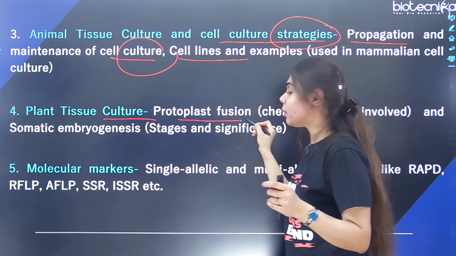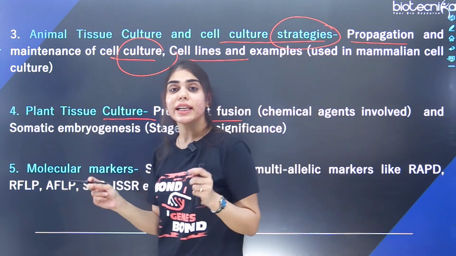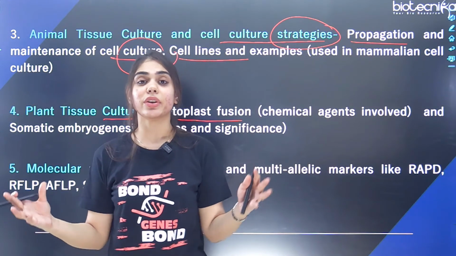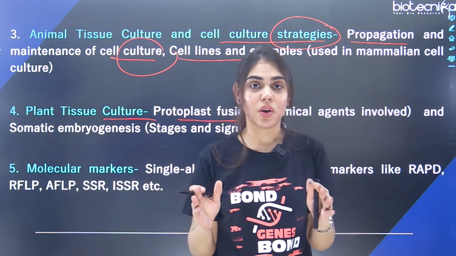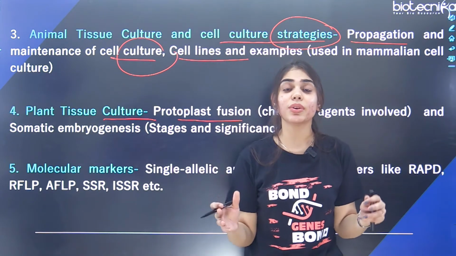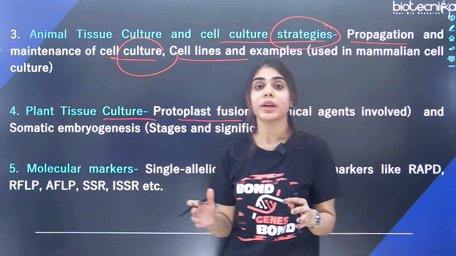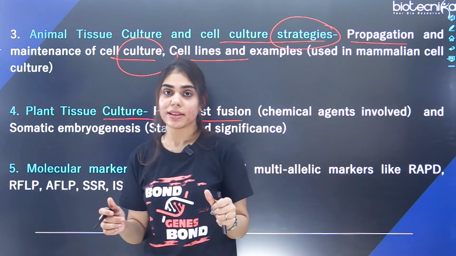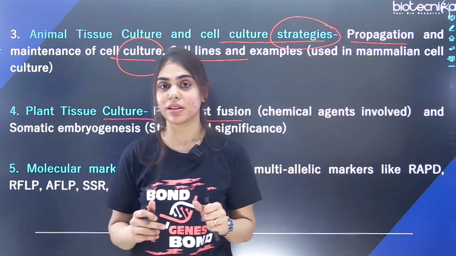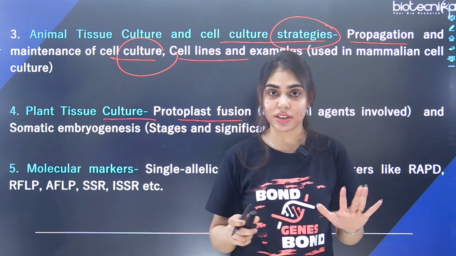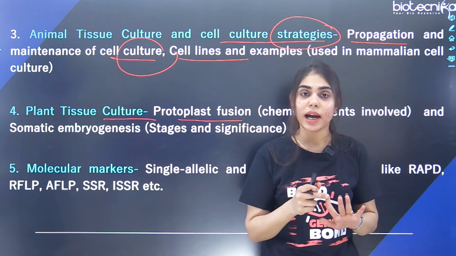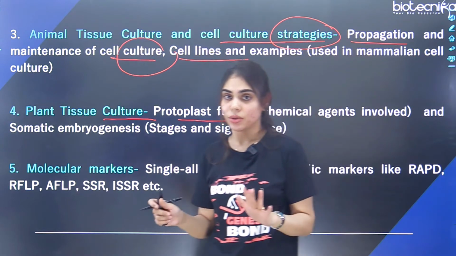Here you have to learn about protoplast fusion. What are the chemical agents required for the fusion of protoplasts? Now what is a protoplast? A cell without a cell wall is called a protoplast. Here you have to learn about the agents and enzymes that cause the fusion of protoplasts, as well as somatic embryogenesis. What are the different stages of somatic embryogenesis? There are 5 stages: zygotic, globular, heart, torpedo, as well as the maturation phase.